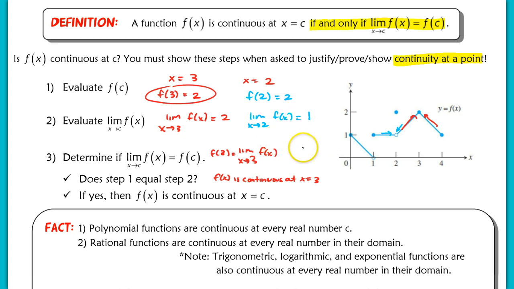Now clearly we can see that the limit is not the same as the function's value at x equals 2. So f of 2 does not equal the limit of our function as x approaches 2. So in this case we would say that f of x is not continuous at x equals 2. I know you can tell that from the graph, but if you're not given a graph and you're asked to determine if a function is continuous at some value c, you're going to have to make sure that you show each of these individual steps.